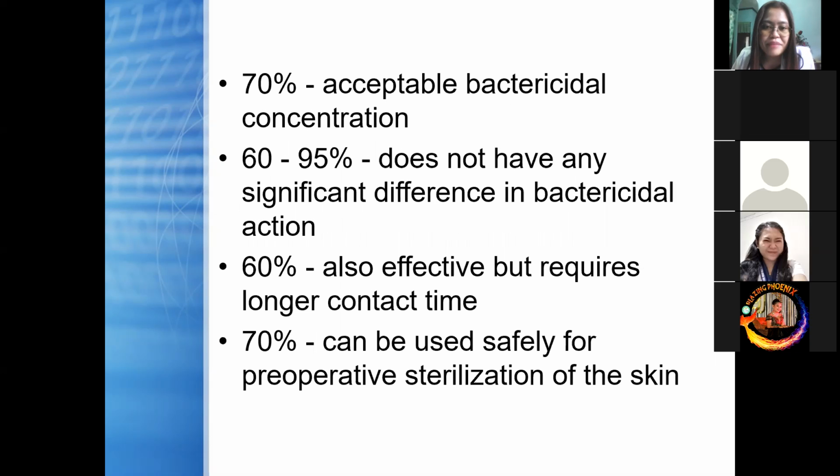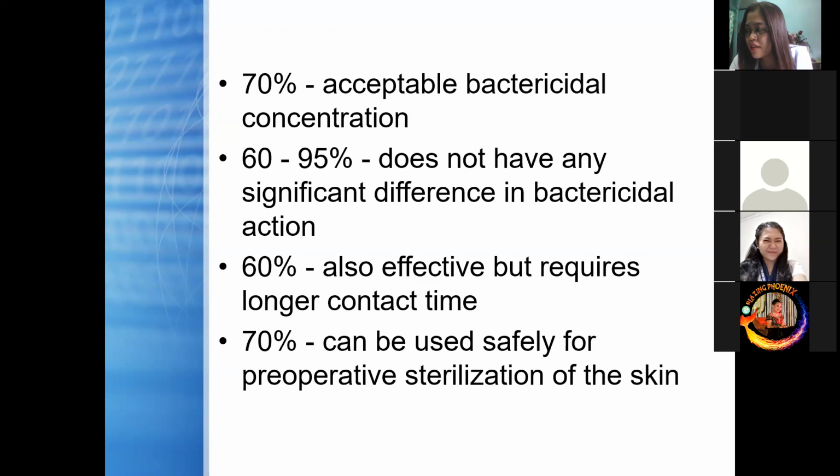And then take note of the following percentages. 70% is the acceptable bactericidal concentration. So if something is bactericidal, it can really kill the bacteria at that percent. If you look at the market, the available ethanol is 70%. Even our isopropyl alcohol, we also have 70% isopropyl alcohol. However, class, between 60 to 95%, there is no real difference when it comes to bactericidal action. So whether you use 60% or 95%, the action is most likely similar.